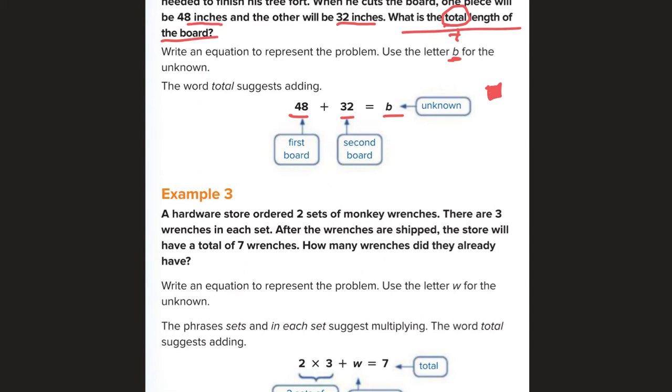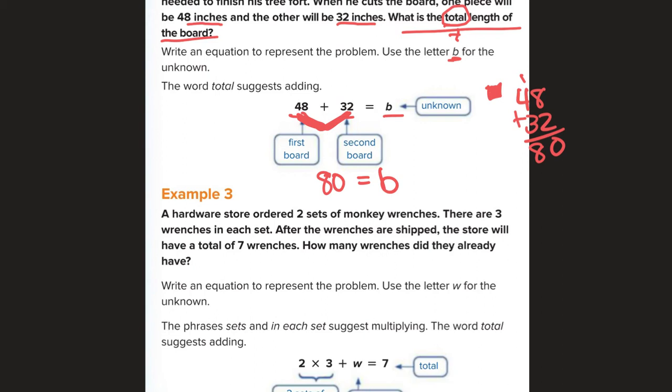Did it tell me I needed to find? Oh, here it does. What is the total length of the board? Well, why doesn't it have a solve? Yeah, if it says that, then we should be solving at the end. I don't know. Here's what I would do. I'd do this number, 48 plus 32. That's going to give me 10. 4 and 3 is 7, plus 1 more is 80. Then I would write 80 equals B. That's how I would write my answer there.